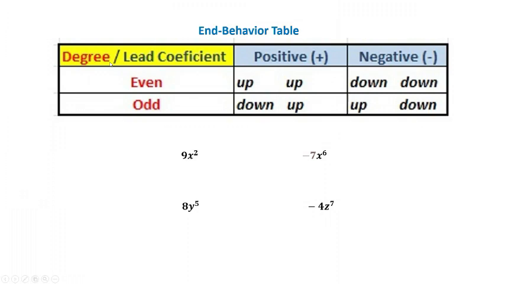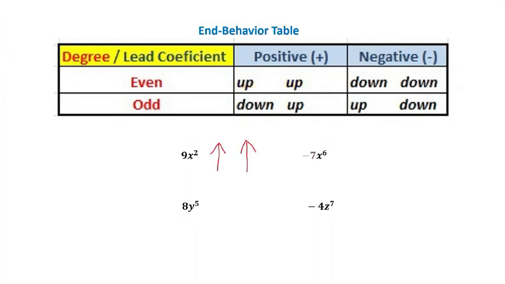So here is a quick reference end behavior table. You're checking whether the degree is even or odd, and whether your leading coefficient is positive or negative. Let's look at some term examples. If you have 9x to the second degree, your degree is 2, which is even, and your leading coefficient is positive 9. So you would be in this section here, and your end behaviors on the left and right side would be up, up.